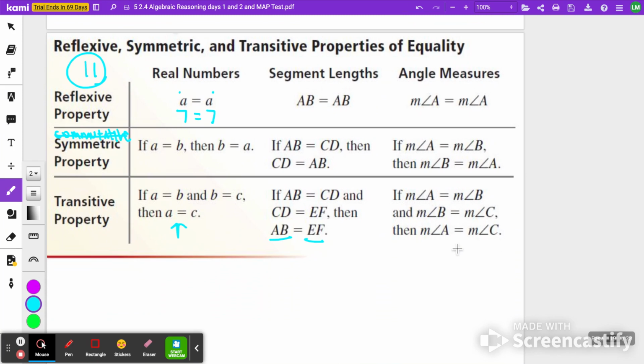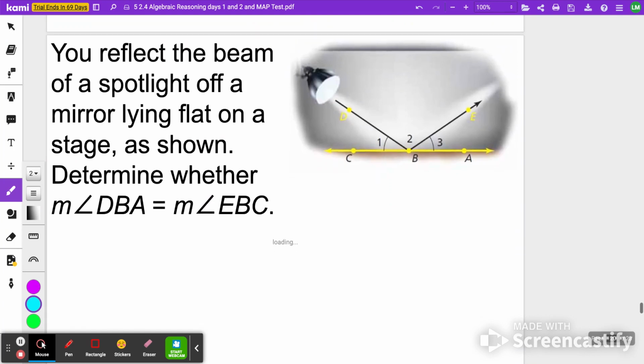Go ahead and take time now to pause the video here, and then once you have that table filled out in your notes, go ahead and click play, and we'll try something next. All right, here we go.